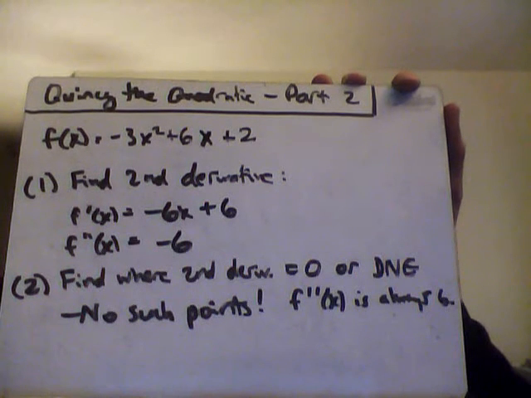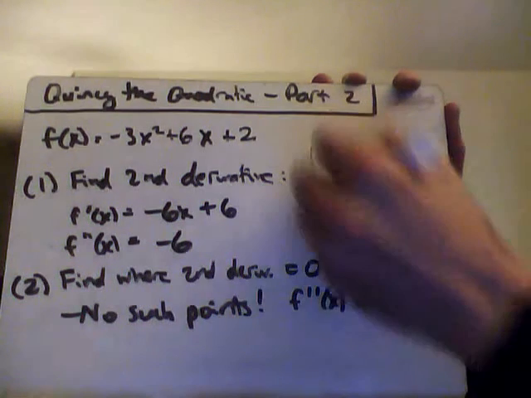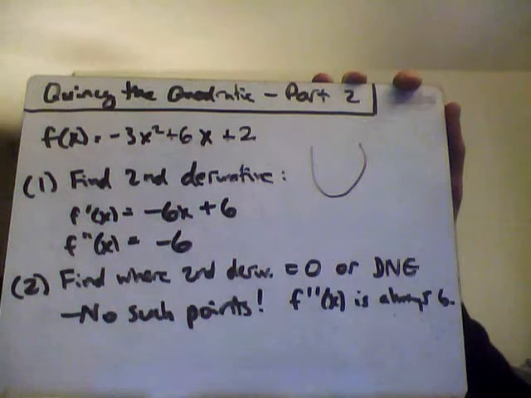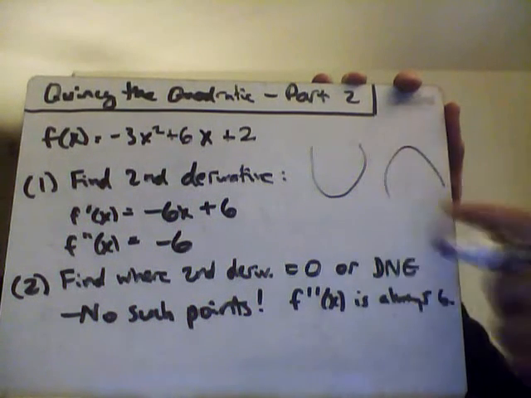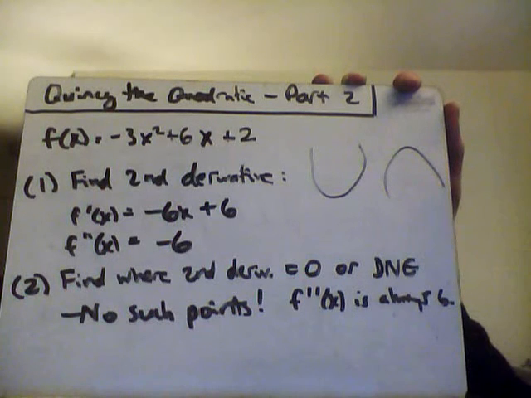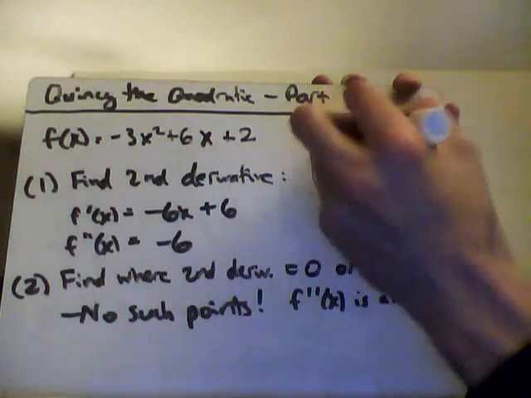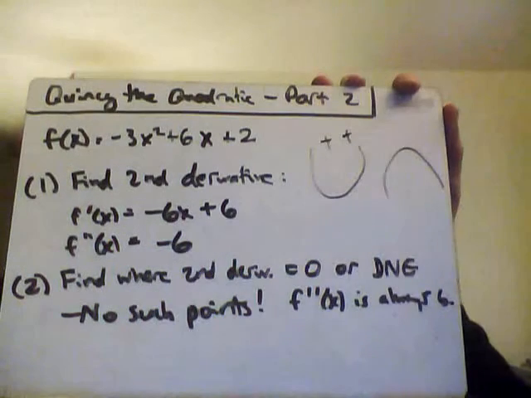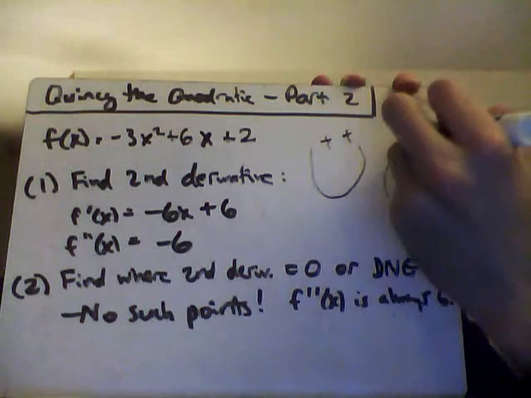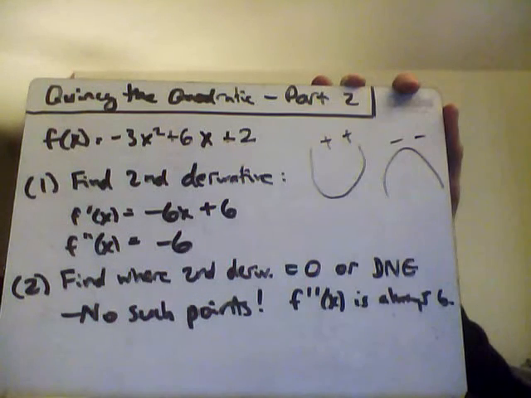If you remember, a concave up function looks a little something like that, up like a cup. A concave down function will look a little something like this, down like a frown. In the case of a concave up function, our second derivative is positive. In the case of our concave down function, our second derivative is negative.